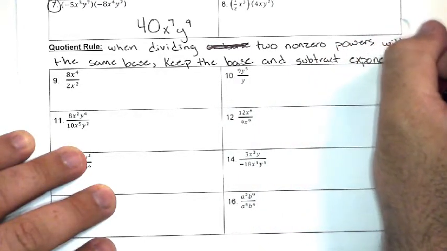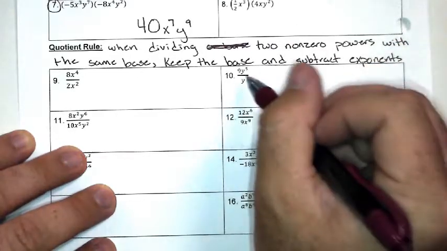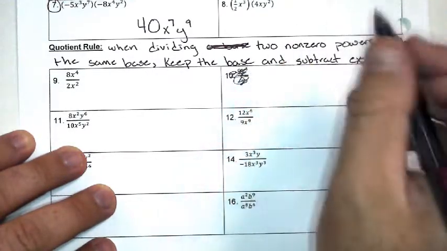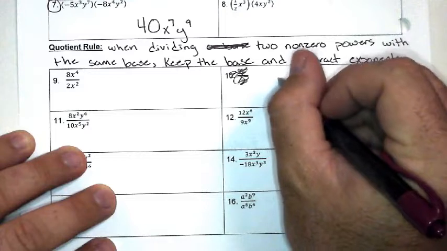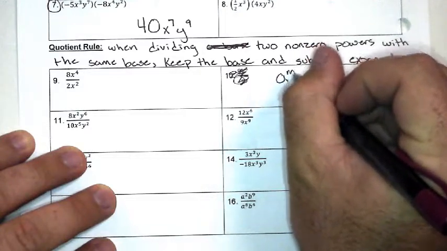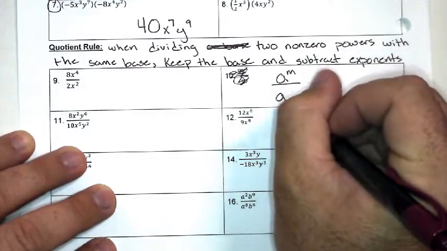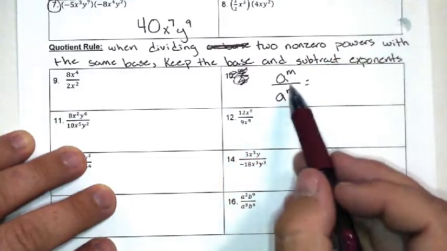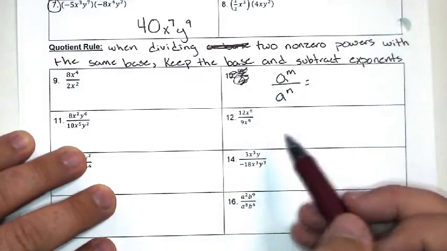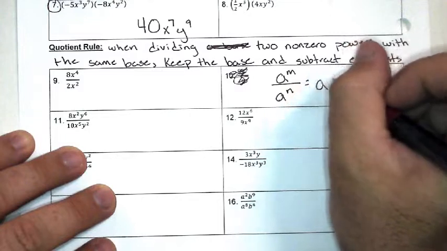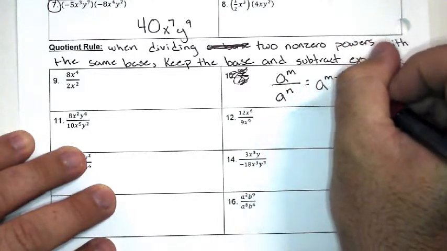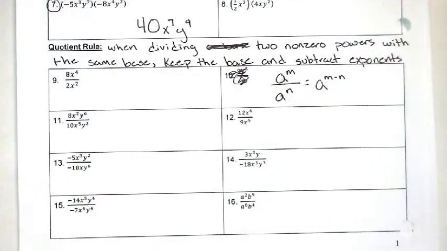For example, I'm going to scratch out 10 here so I can put my example here. It is a to the power of m divided by a to the power of n. They have the exact same base, so you keep the base and you subtract the exponents. So when multiplying, you add exponents. When you divide, you subtract the exponents.